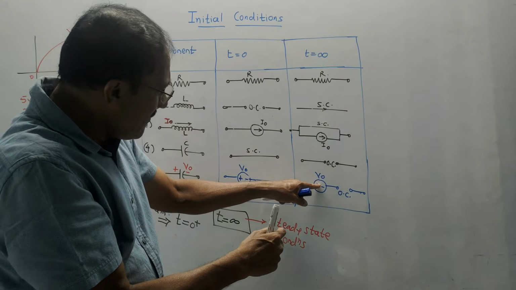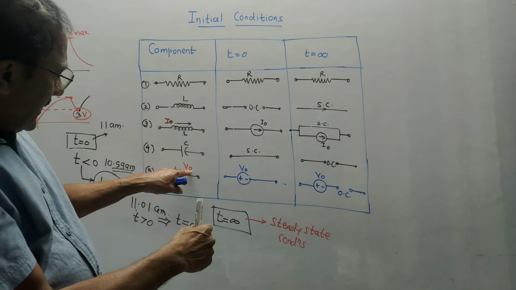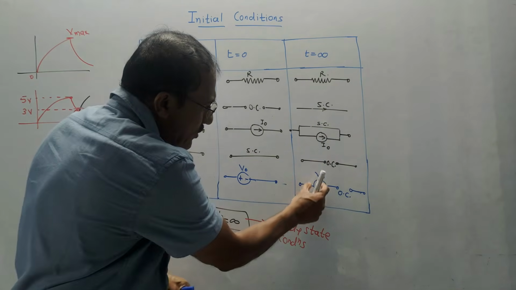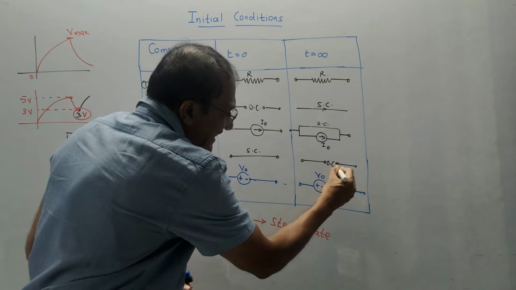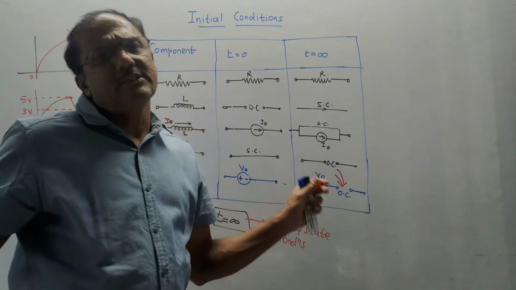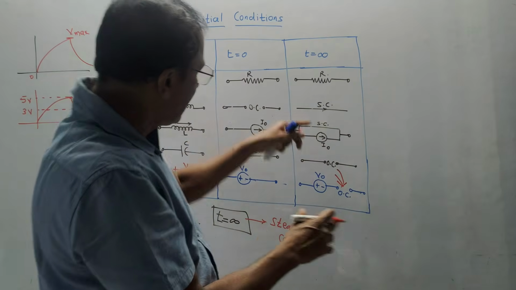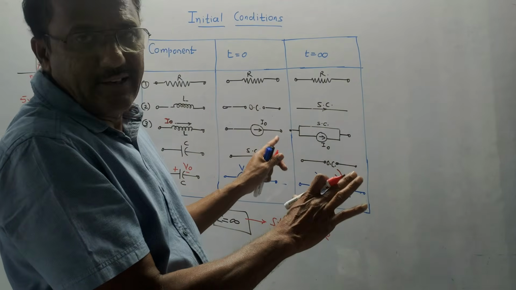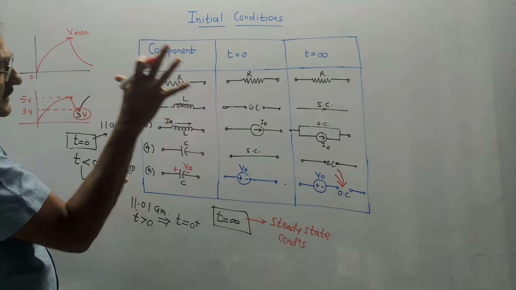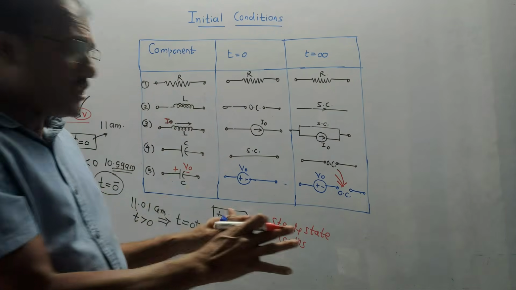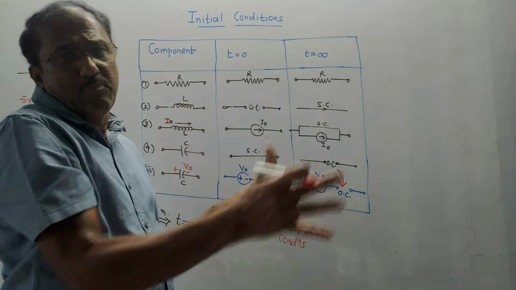Now, same way, if a certain initial voltage is present, at t equals infinity, that voltage V0 is drawn in series with open circuit. To make things more simple, whenever it is open circuit, draw it in series. Whenever it is short circuit like this, draw it in parallel. So these are some initial conditions for resistor, inductor and capacitor. As I mentioned, this part is very, very important.